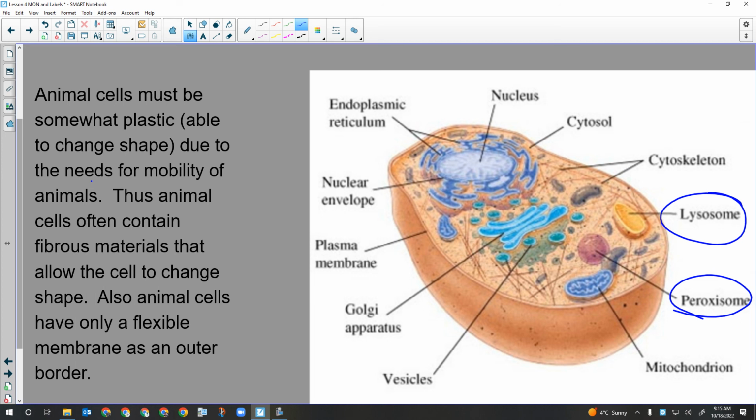The other thing, which is not on this diagram at all, is centrioles, which we'll get to in a bit. They help the cell when it's time to divide. Plant cells don't need them because plant cells aren't flexible. So we'll get to that.